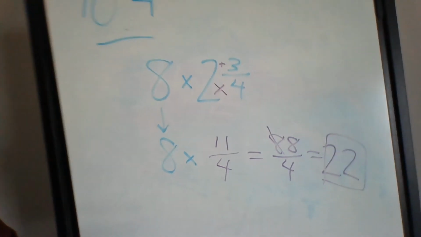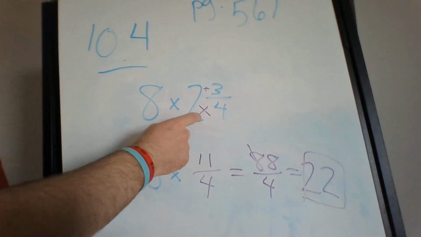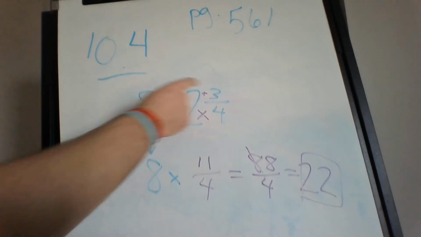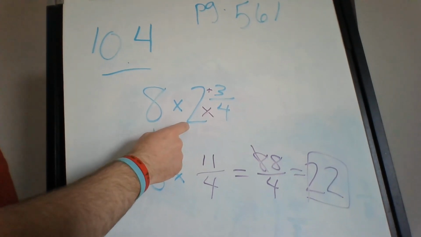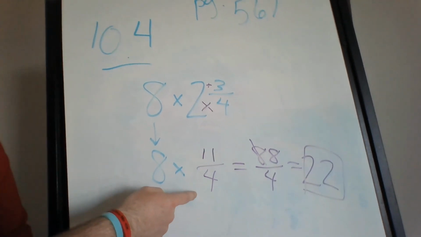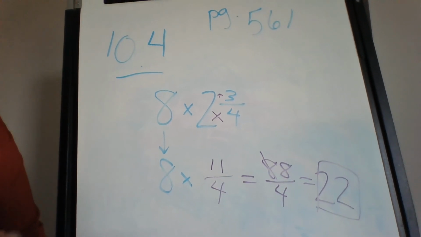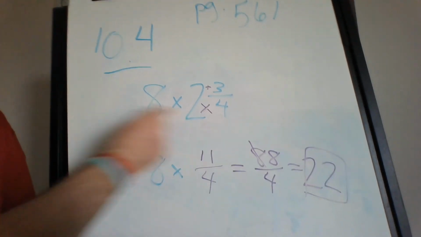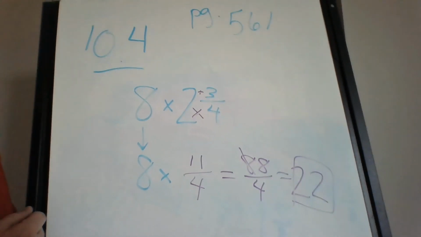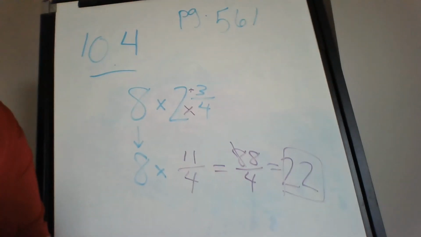This way requires you to keep this number the same. Then you multiply the bottom, then add the top. So 4 times 2 is 8, plus 3 is 11. 11 over 4. Our denominator stays the same. 8 times 11 equals 88. And then you have to ask yourself, how many times can 4 go into 88? 4 goes into 8 twice, which is 22.